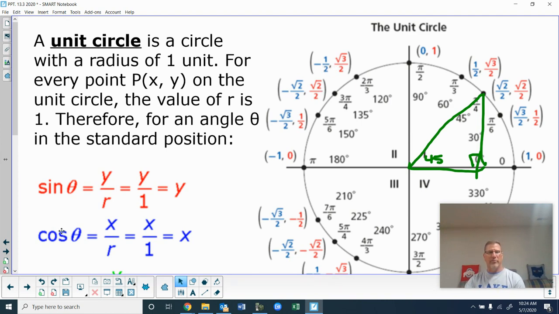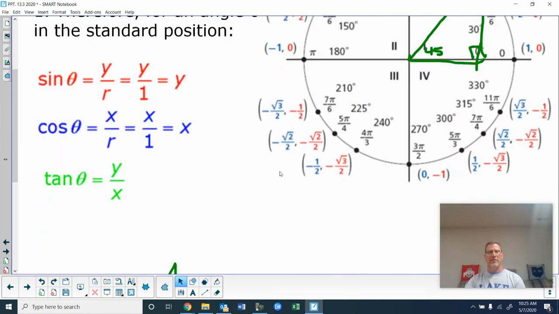What comes first in the alphabet? Cosine, C, or sine, S? Well, you all know that C comes before S in the alphabet, so cosine comes before sine when we're looking at our x, y values, right? X comes before y in the alphabet as well. So cosine is the first number and sine is the second number. Okay, so if you learn that, you got it made.